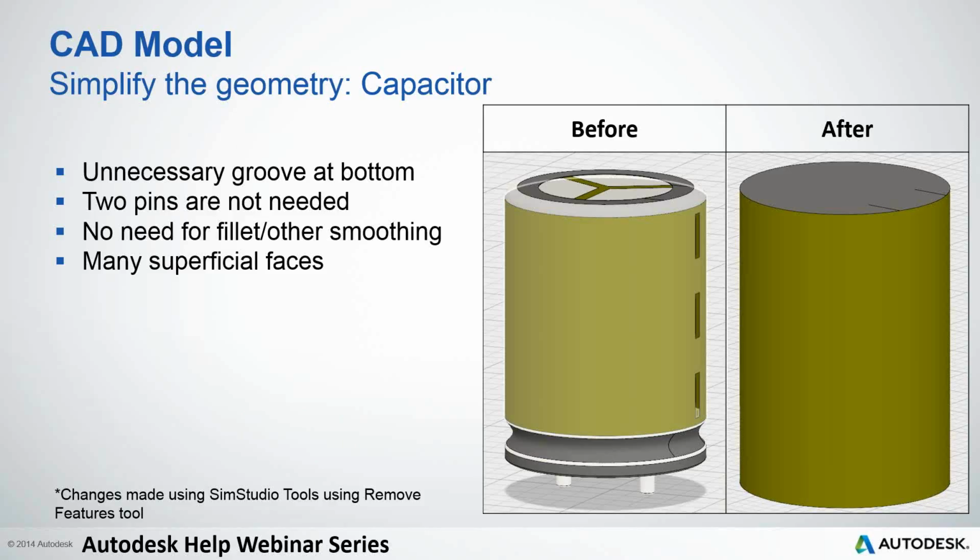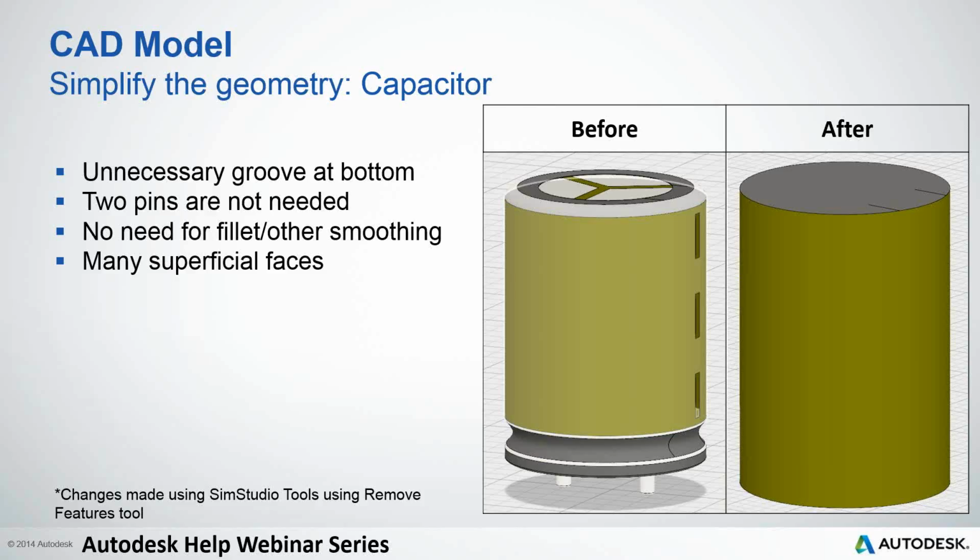There's actually the two terminals on the bottom there too, which we don't need because they're going to go into the PCB board anyway. So basically we just want to replace it with a complete cylinder and go from there. Actually, Matt, here we use the SimStudio tools, like we use the feature of remove features.